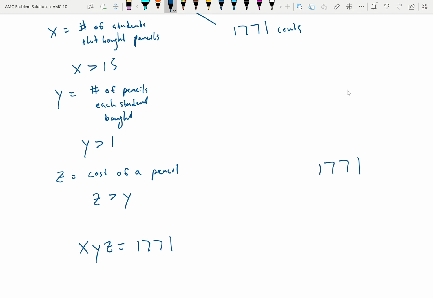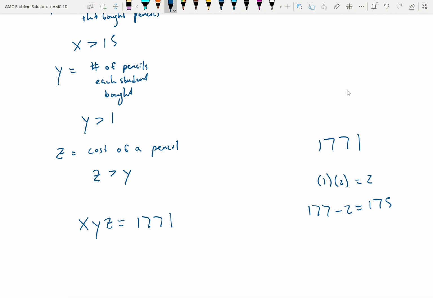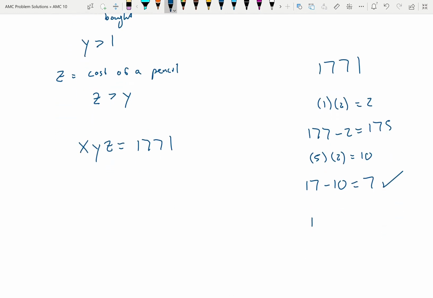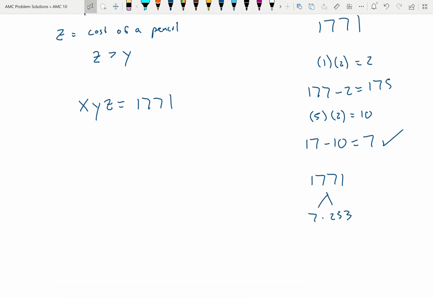The last digit here is 1, so we do 1 times 2, which is 2. We subtract 2 from 177, and we get 175. Now the last digit is 5, so we do 5 times 2, which is 10, and we subtract 10 from 17. That's 7. So 1771 is divisible by 7, and it's going to be true that 7 times 253 is 1771.